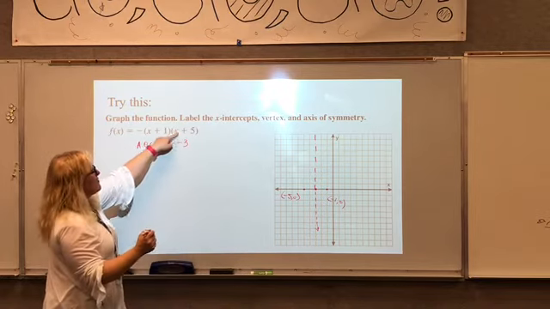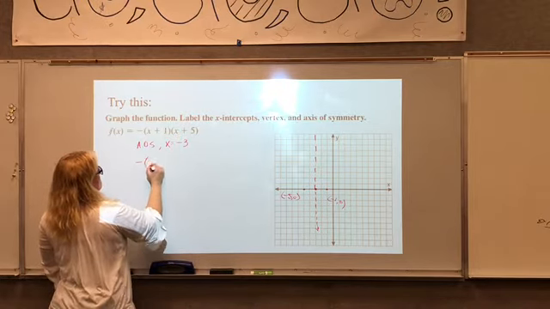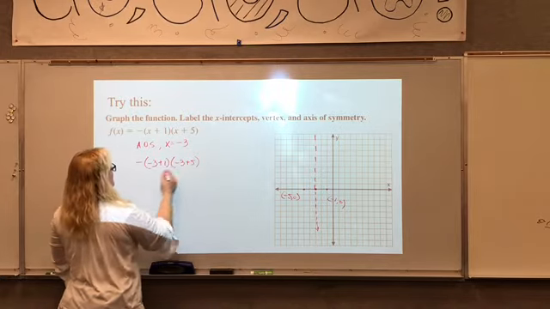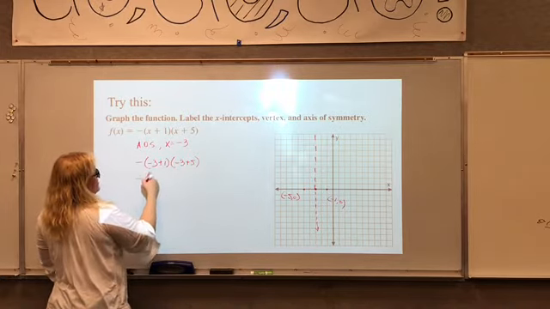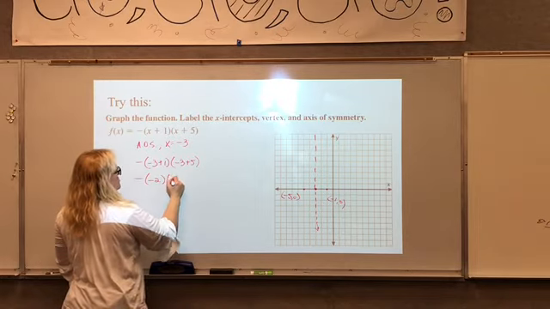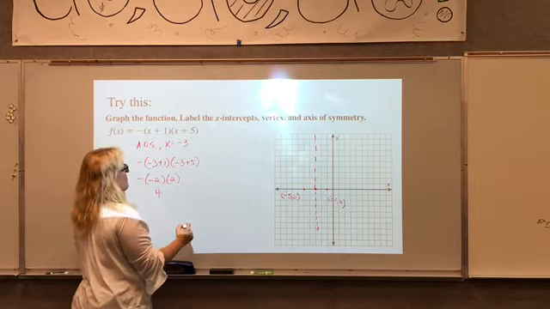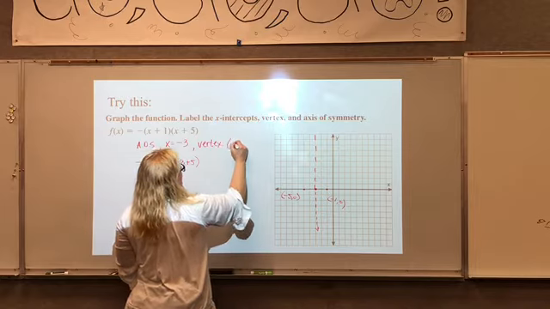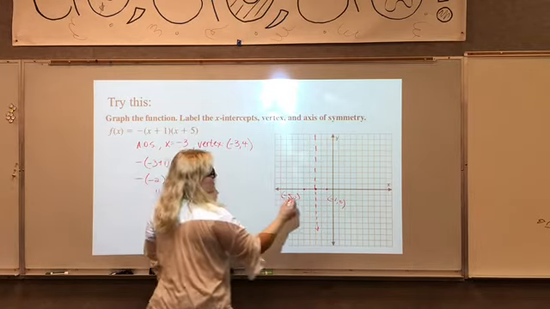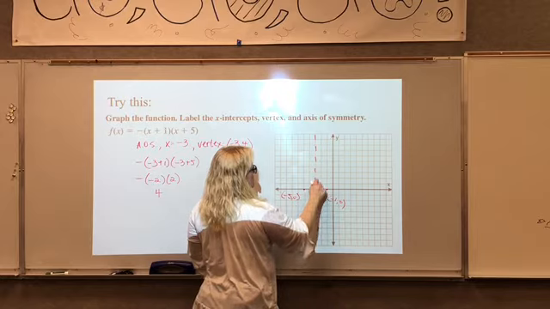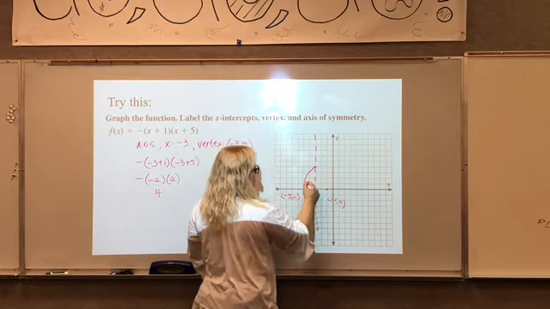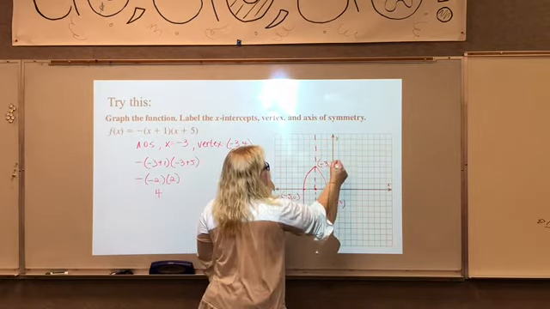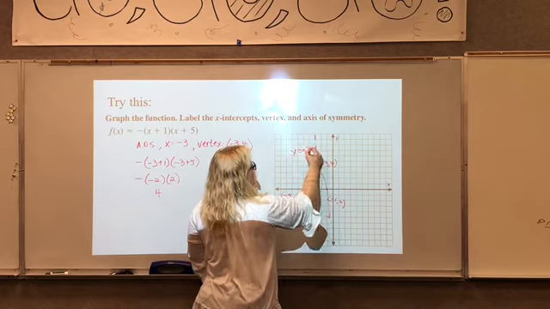And now I plug -3 back in here. -3 plus 1, -3 plus 5. This is going to give me a negative times -2 times 2. So I get 4. So my vertex is -3, 4. 1, 2, 3, 4. So -3, 4, x equals -3 is my axis of symmetry.